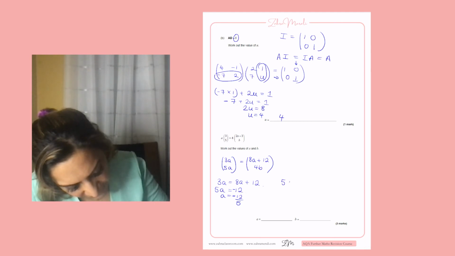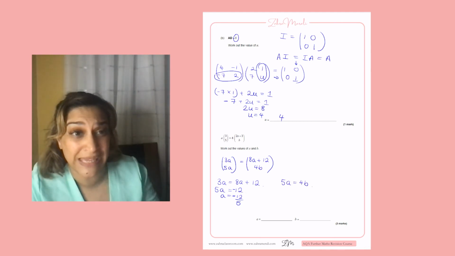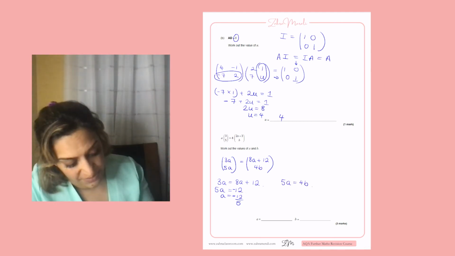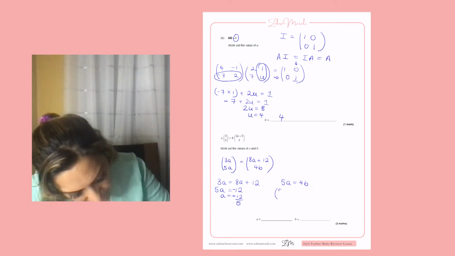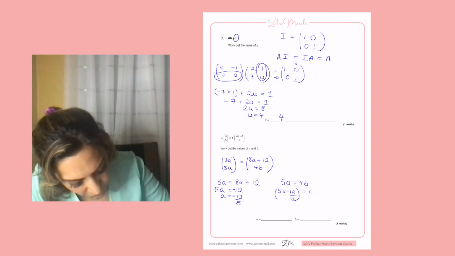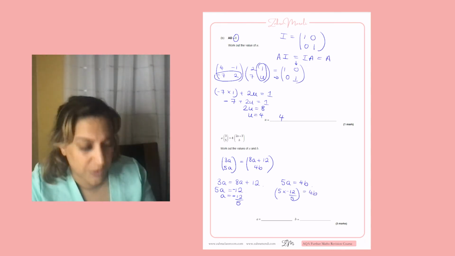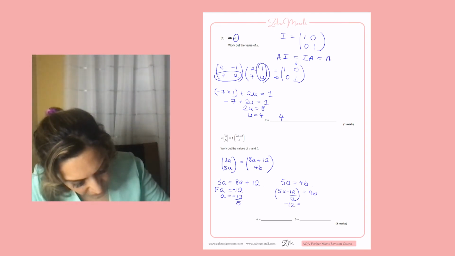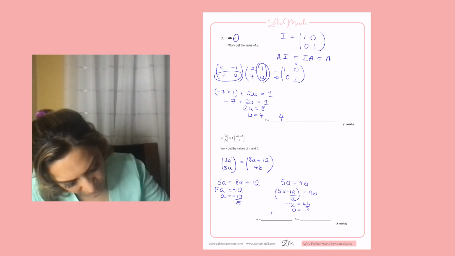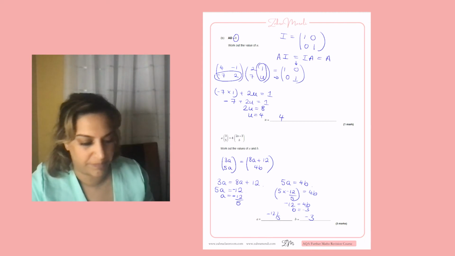And then we've got 5A equals 4B, but we know that A is minus 12 over 5. So we get 5 times minus 12 over 5 equals 4B. So we've got minus 12 equals 4B, so B must be minus 3. So minus 12 over 5 and minus 3.